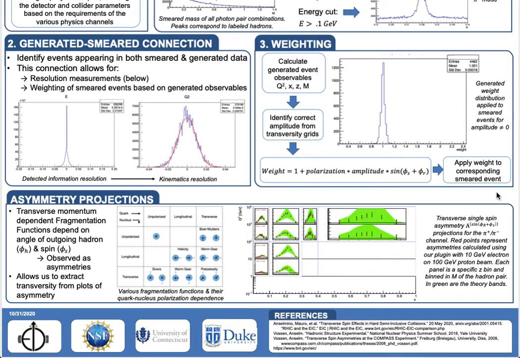On the right you can see some plots of asymmetry, and these were made using the plugin and the proper weighting. This is for pi plus and pi minus. But basically, using these plots we can extract transversity.